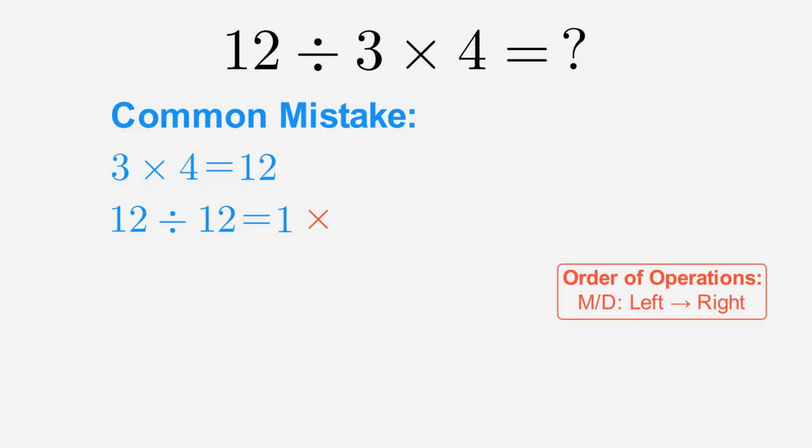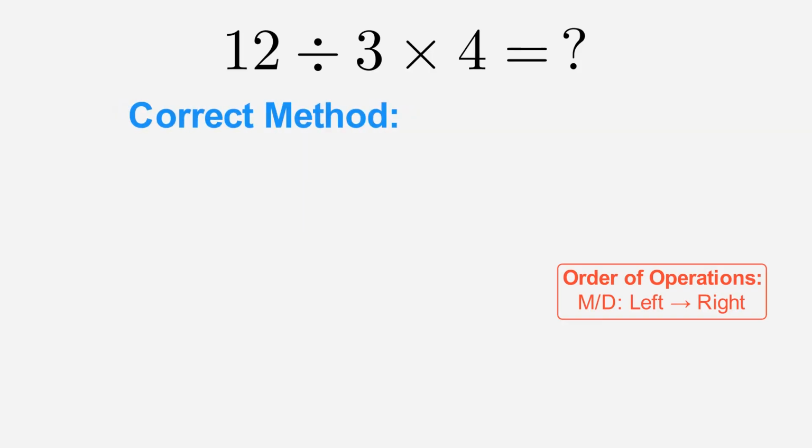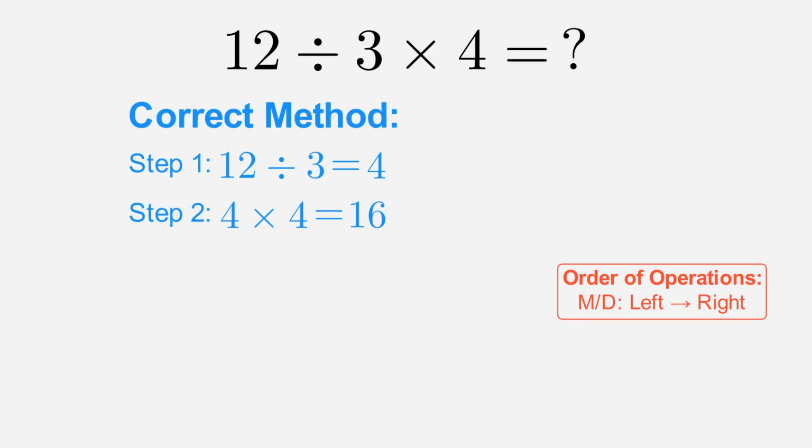Here's the rule. Division and multiplication have equal priority. When they're equal, you go left to right, always, no exceptions. So 12 divided by 3 first, that's 4. Then 4 times 4 is 16.